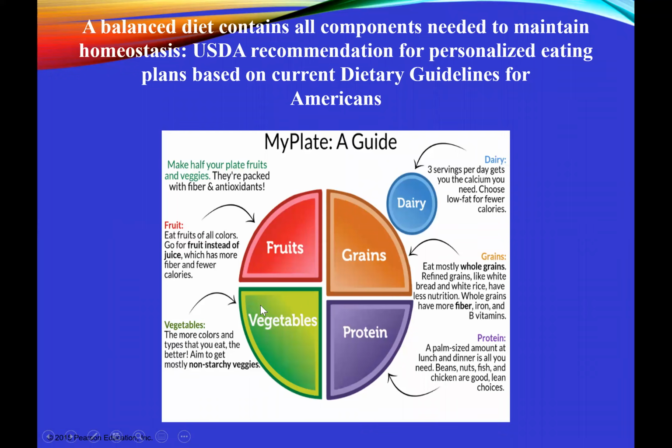So this is a picture of MyPlate. That is the suggested eating plan shown by the United States Department of Agriculture. They update it every 5 years. And their suggestion is that half the plate is filled with different varieties of fruits and vegetables, so that you get all the vitamins and minerals and micronutrients that you require. And for the grains, it is suggested that they be mostly whole grains, which are full of fiber.